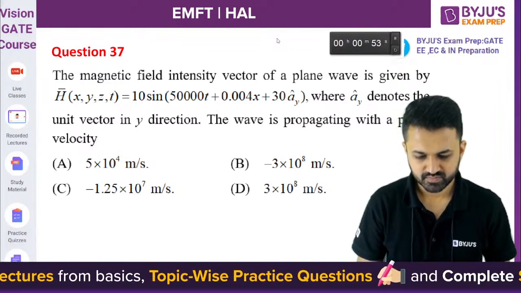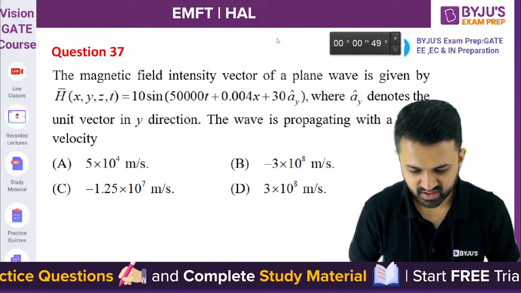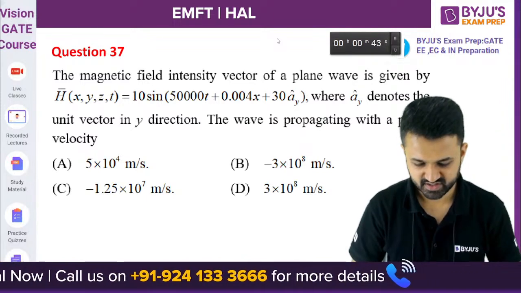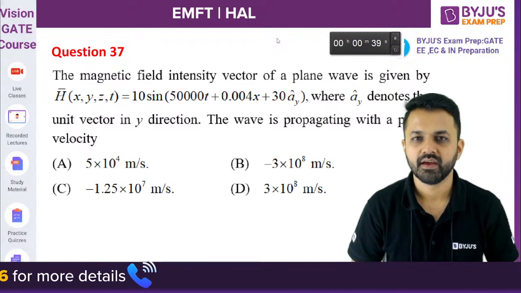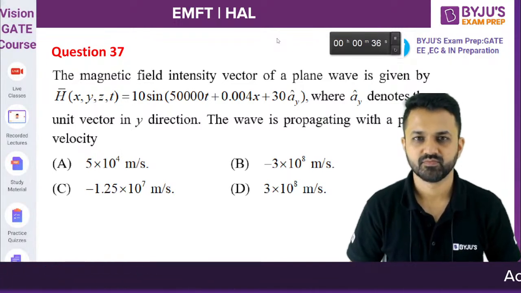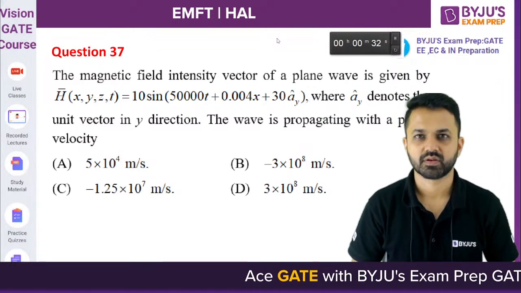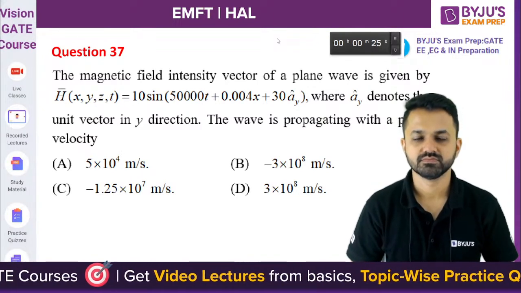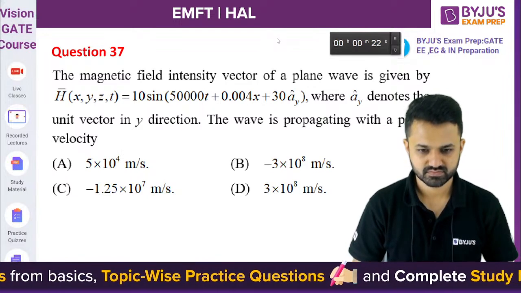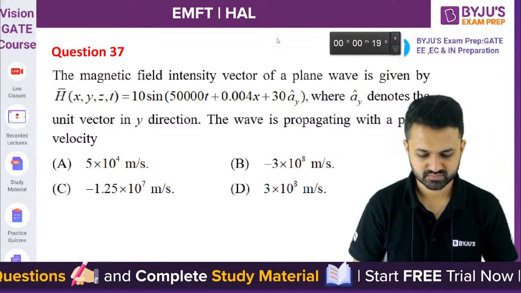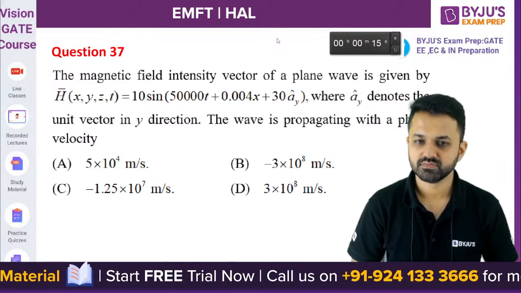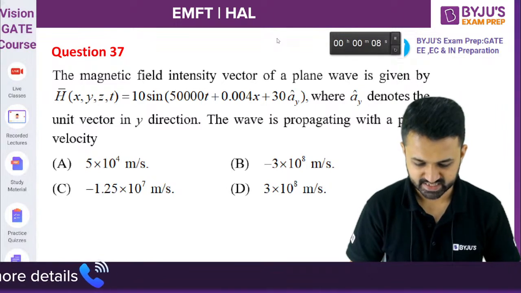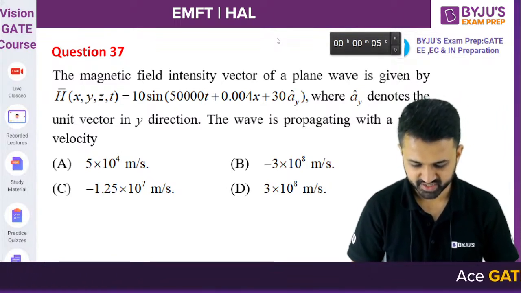So answer this question, guys. The magnetic field intensity of a plane wave is given by this, and you have 45 seconds left. Answer question number 37. Yes, 10 seconds left. Come on, Bhanu, Marcus, Martina, Chinmay.